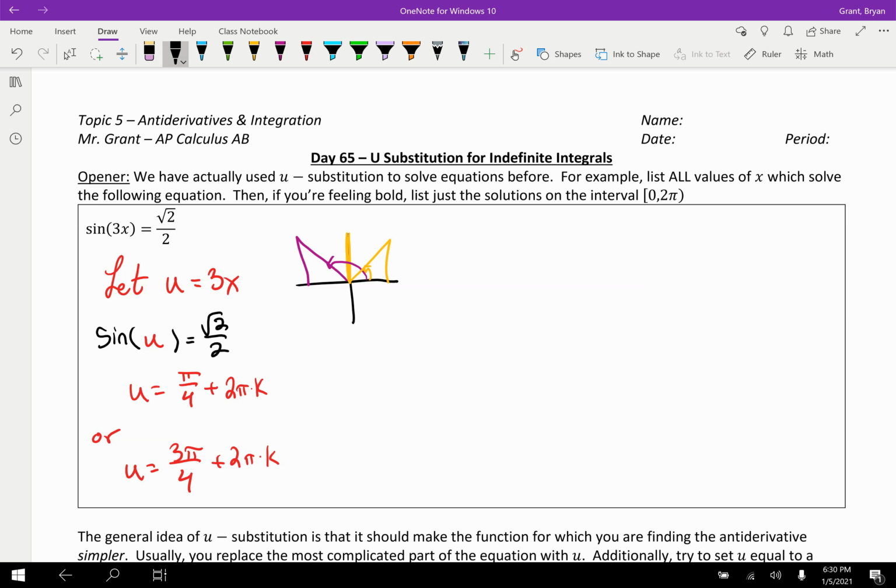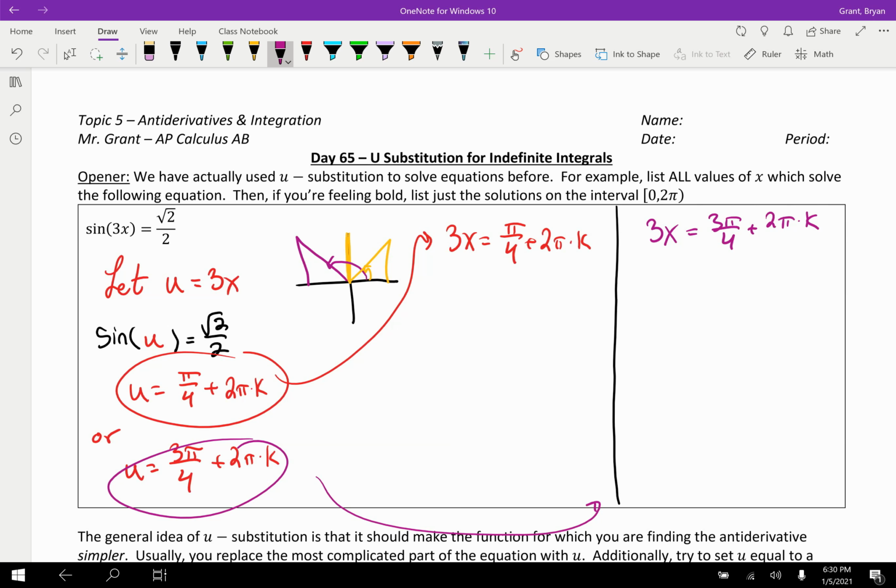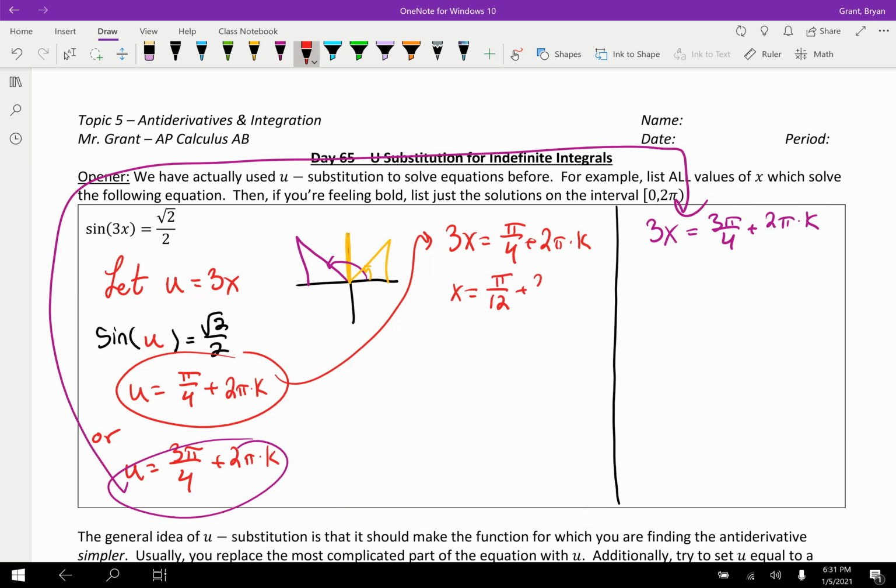So at this point, I'm actually going to go ahead and split my paper over here, and we're going to look at each one of these separately. Instead of u, though, we are going to replace the u with 3x and end up here. And then, of course, same thing on the other side, but I'll use purple for this one, and we're going to do 3x equal to 3 pi over 4 plus 2 pi times k. Well, now I've almost solved for x, but we still need to isolate x, and we do that by either dividing by 3 or multiplying both sides by 1/3. So multiplying by 1/3 will give us pi over 12 plus 2 pi over 3 times k.